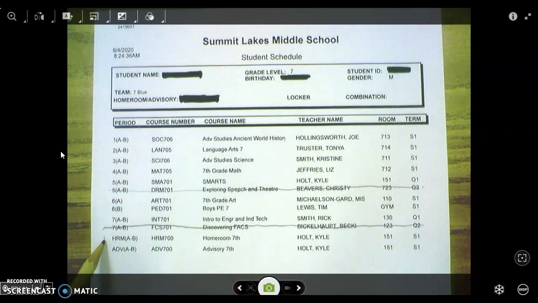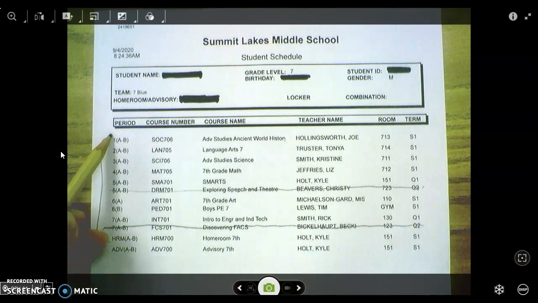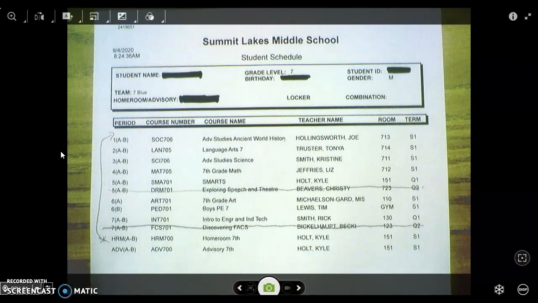Homeroom, which is listed at the bottom, is actually going to be meeting first in the day. At least for these first couple weeks, we're going to be meeting at 8 o'clock with homeroom to get you familiar with Summit Lakes and the processes that we're going to be using during virtual school. So whatever your homeroom is, remember that that's actually going to happen at the beginning of the day.